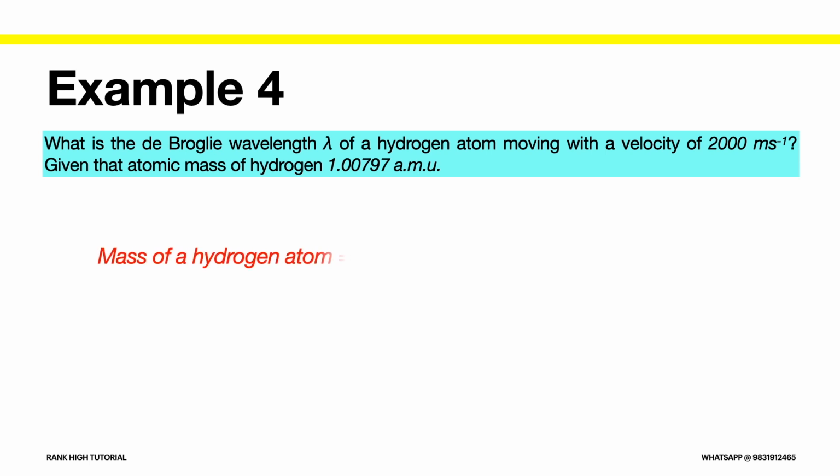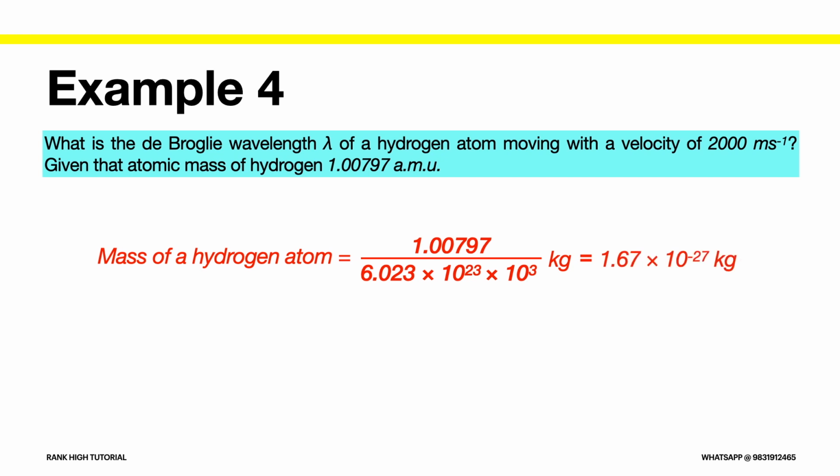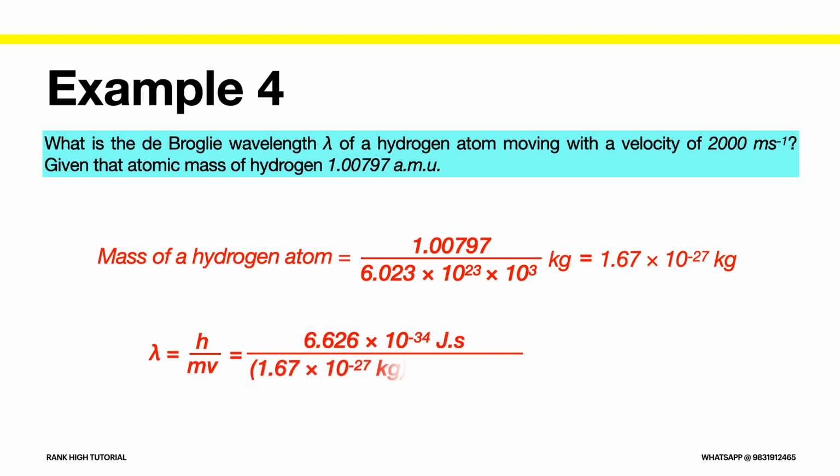First, we have to calculate the mass of a hydrogen atom in kg. How will we calculate it? We will divide 1.00797 by 6.023 × 10^23 × 10^3, which comes to 1.67 × 10^-27 kg. Then we can easily calculate lambda from the equation lambda = h/mv, which comes to around 1.98 × 10^-10 meter, that is 1.98 Angstrom.